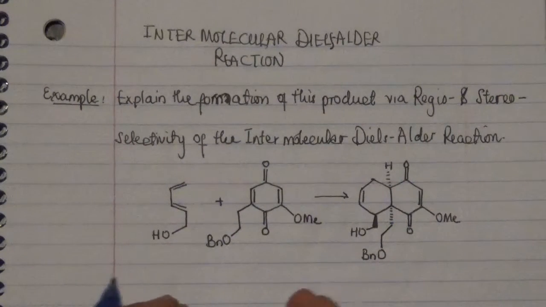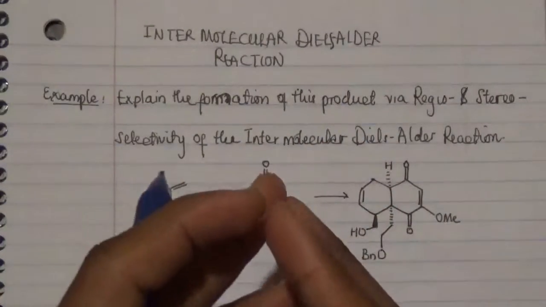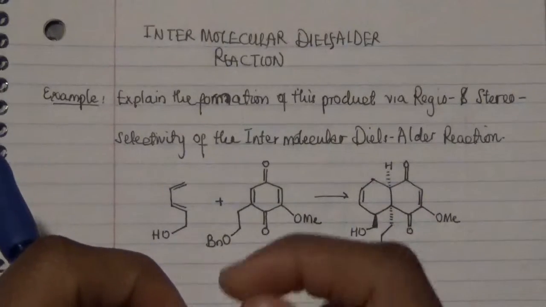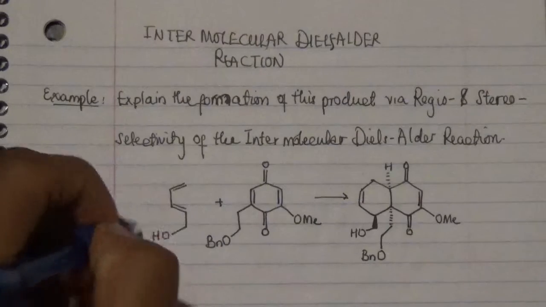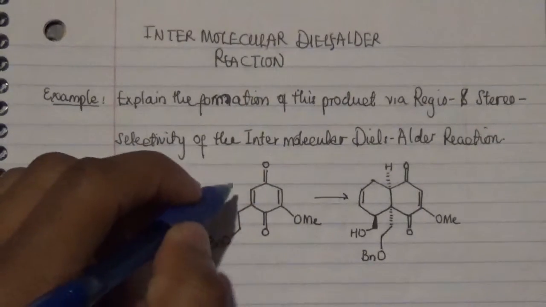So in here we're going to be looking at the intermolecular Diels-Alder reaction, and Diels-Alder, of course, you're looking at cycloaddition. Specifically you will be looking at the 4+2 cycloaddition, where the 4 is coming from this particular species over here and the 2 is coming from this particular species over here.